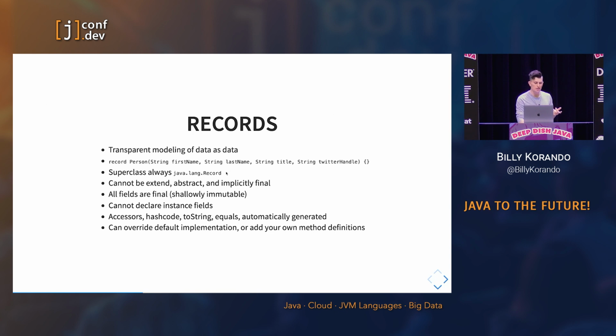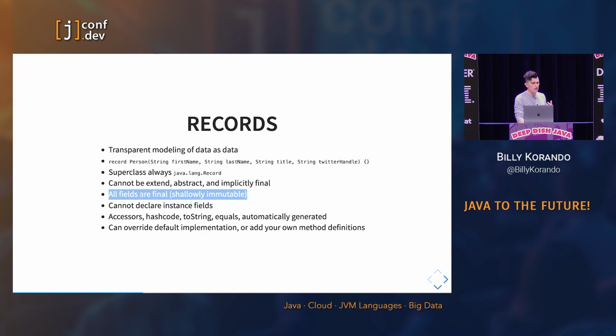First, a record's superclass will always be java.lang.Record, so it can't be extended, can't be abstract, and is implicitly final. So it can't inherit behavior from some other superclass that you would then have to look at to fully understand the record.